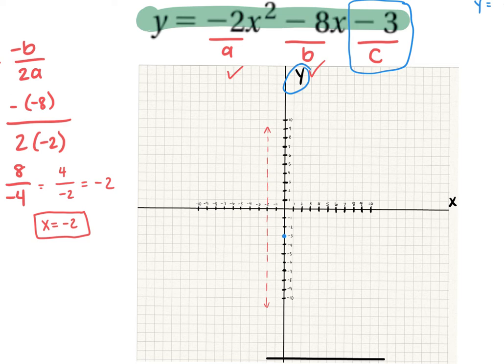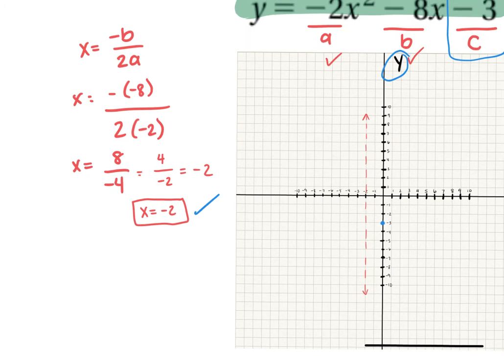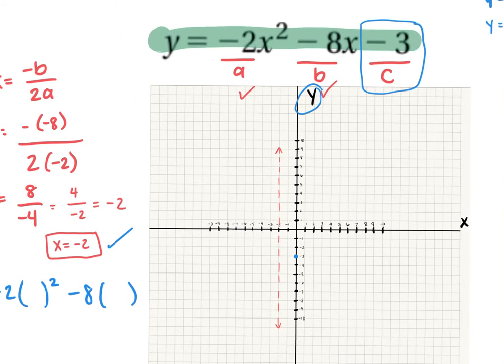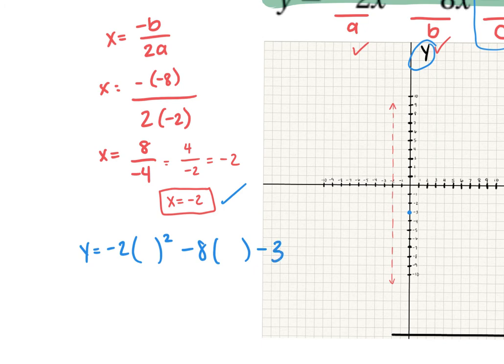How do I find my vertex? Alan? You plug the x into your equation. Very good. I take this x equals -2, and I plug it back into the original. So I've got y equals -2 something squared minus 8 something minus 3. What am I plugging in for x? Tessa? -2.